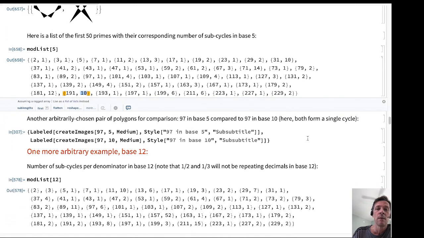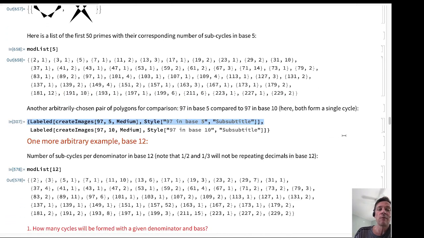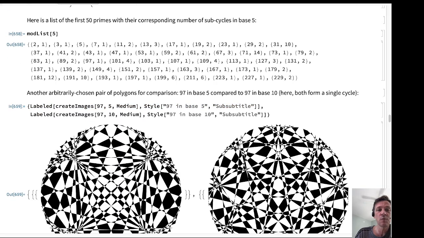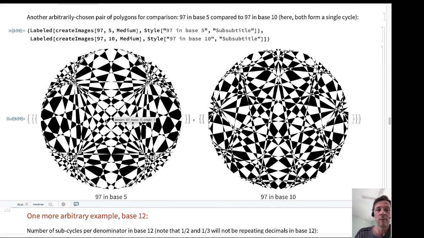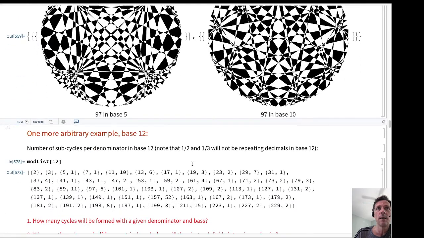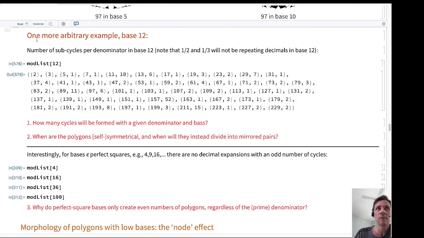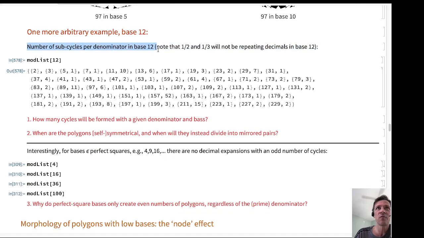Okay. So here's another arbitrarily chosen pair of polygons to compare with each other. This is denominator 97 in base 5 and denominator 97 in base 10. And in each case, each one forms a single cycle. Okay? So that's kind of nice. This is 97 in base 5. This is denominator 97 as a polygon in base 10. Okay. Cool.